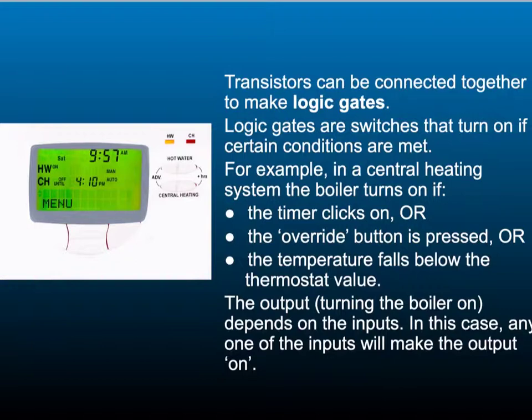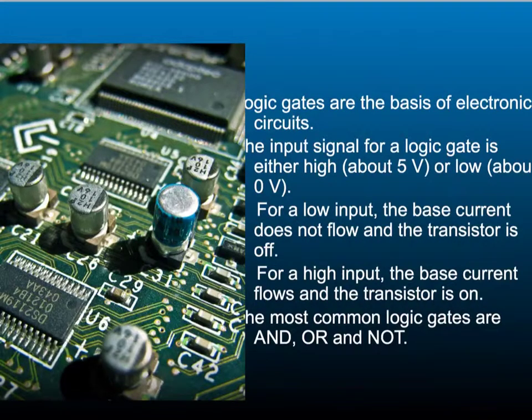The output, which turns the boiler on, depends on the input. Any one of the inputs will make the output turn on. Logic gates are the basis of electronic circuits. The input signal for a logic gate is either high, which is about 5 volts, or low, which is about 0 volts. For a low input, the base current does not flow and the transistor is off. For a high input, the base current flows and the transistor is on. The most common logic gates are the AND gate, the OR gate, and the NOT gate.